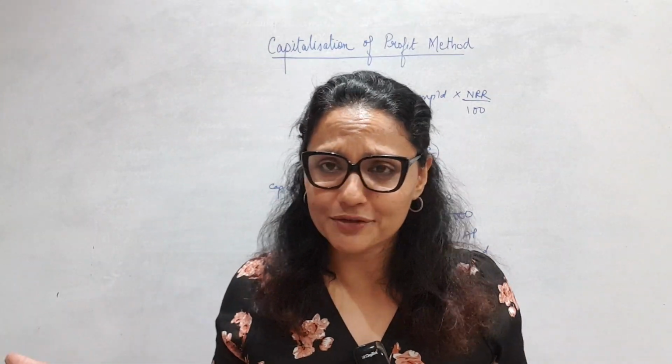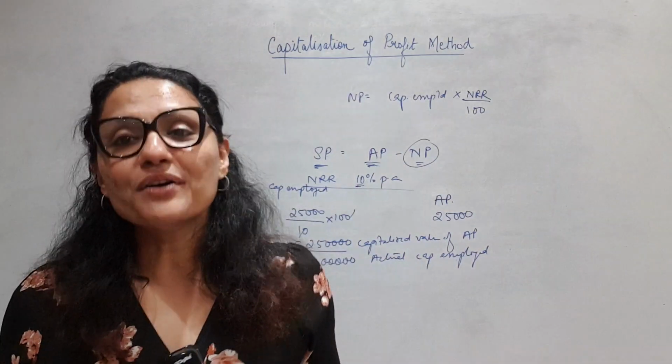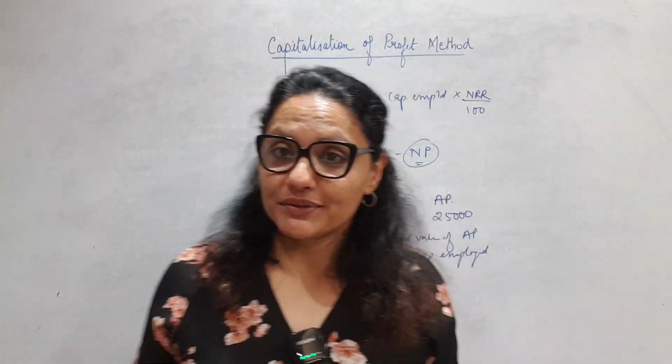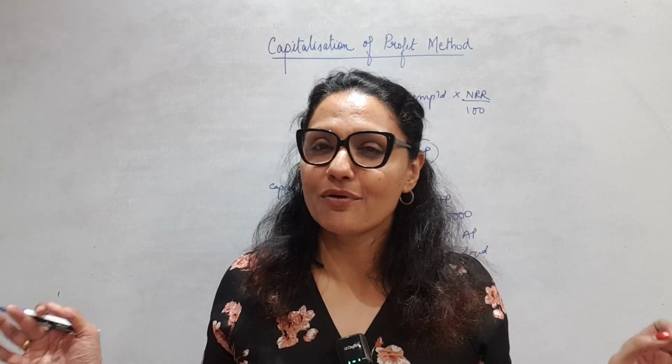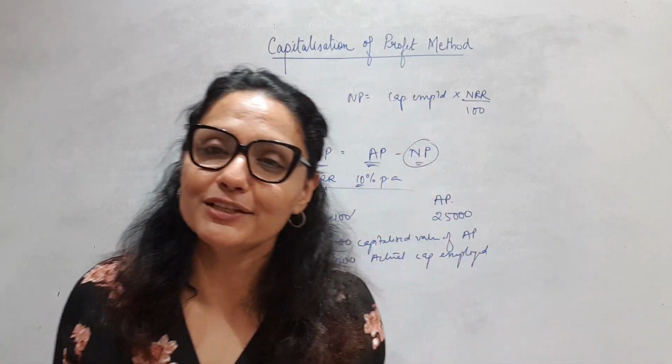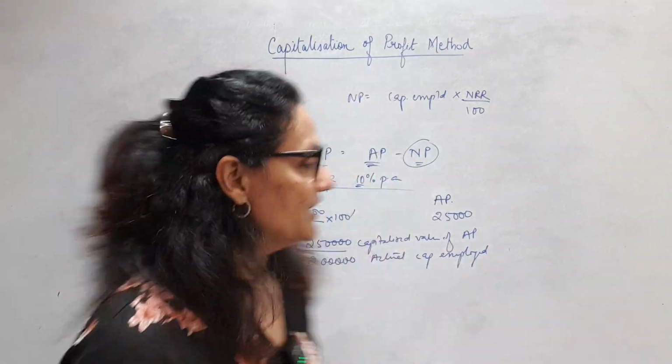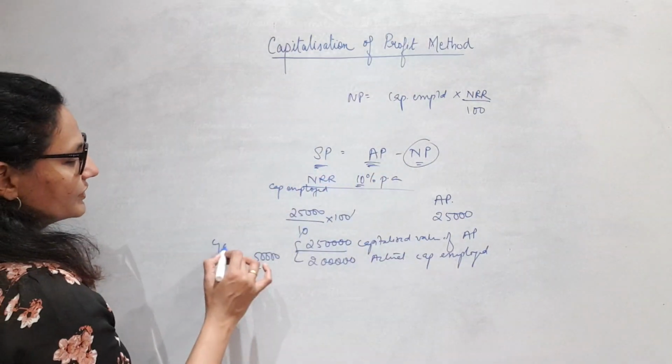So what is this 50,000? Without investing this 50,000, I am able to earn profits accordingly. And this must be something more than my capital employed, and that is the value of goodwill. Alright? So this 50,000 is your goodwill.